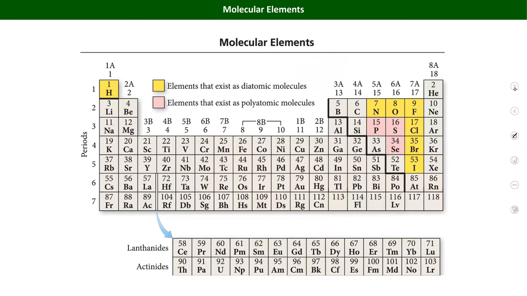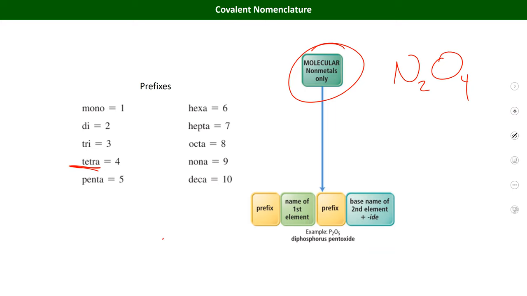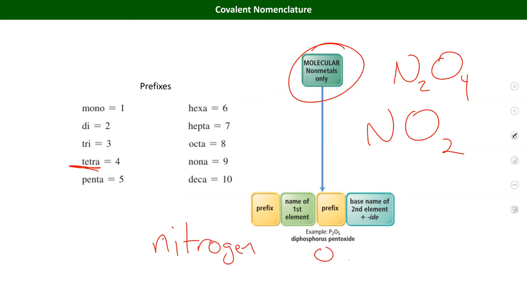Anyway, all right, so let's do another practice with these. Same empirical formula. And if you just Google this, you're going to get the wrong answer. And I'll tell you why in a second. What is the name using this system for NO2? So nitrogen and oxygen. So it's going to be something nitrogen and something oxide. There's two oxygens, so it's going to be dioxide.